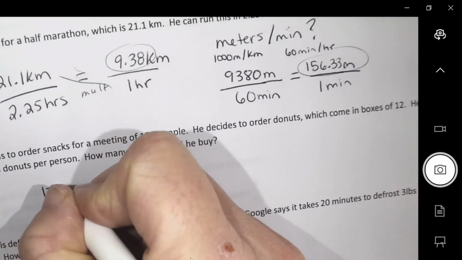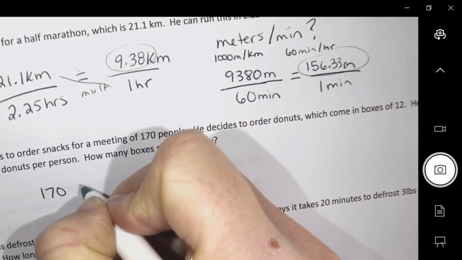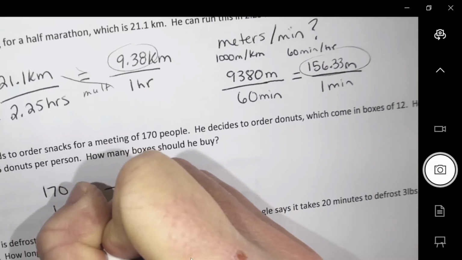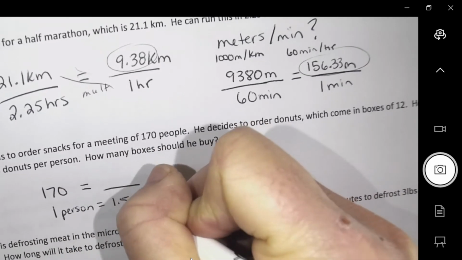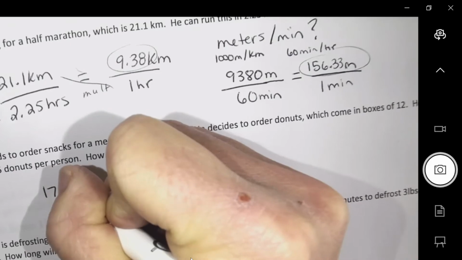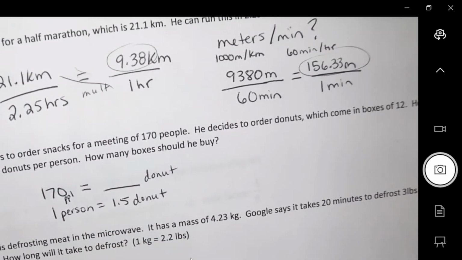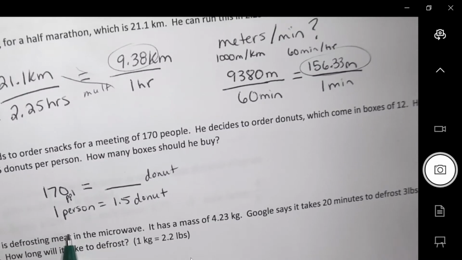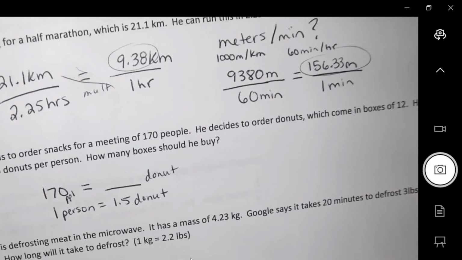So if we have 170 people, how many donuts will I need when I'm saying one person equals 1.5 donuts? Okay, you don't have to set this ratio up. I'm just doing it to help every time. It's kind of the process, but some of you might be just doing it mentally different. That's fine. Okay, so how many donuts for 170 people? We're saying one. So we're timesing them. So if you had just straight understood when you read that, you're timesing those numbers. 255 donuts I'm going to need.